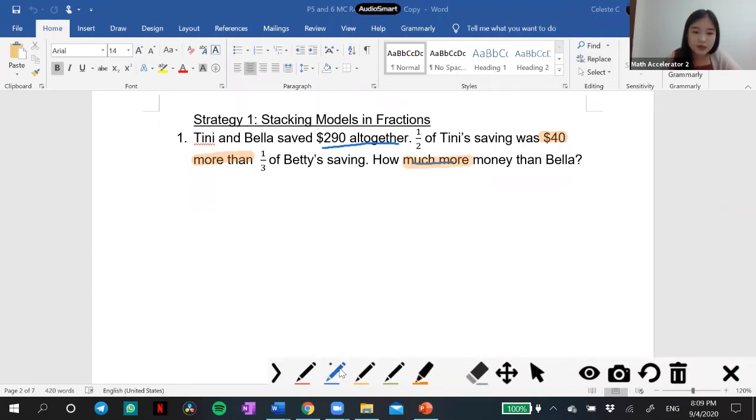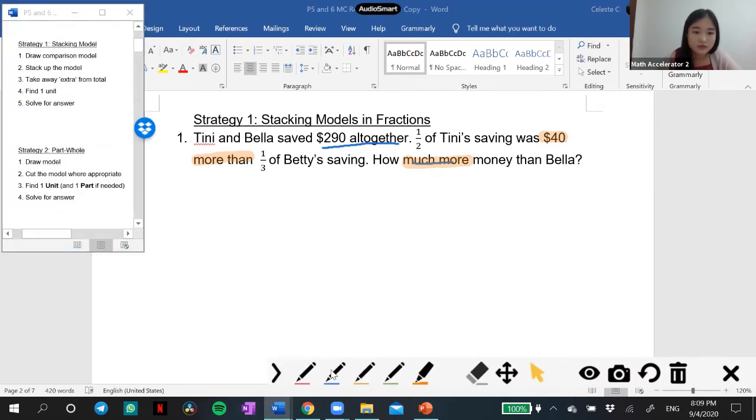Step 1, draw the model. You have Teeny and you have Betty. Half of Teeny's savings was $40 more than 1/3 of Betty's savings. So let's draw half of Teeny's savings first. It is $40 more than Betty's savings. 40 here.